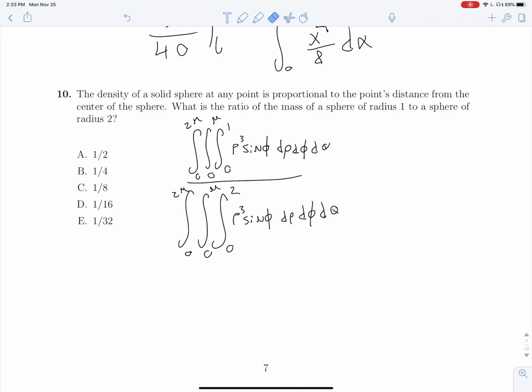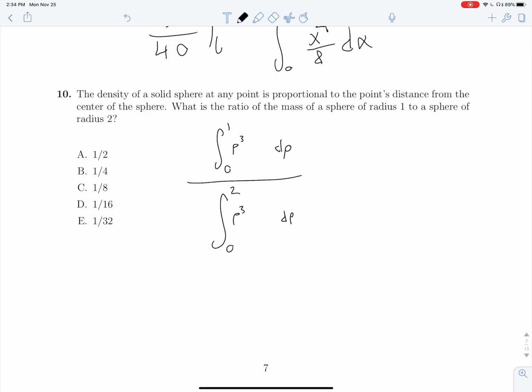Well, this theta integral doesn't matter at all. We're not dependent on theta, and they will just cancel each other out, so we can get rid of that. And also, whatever this sine ends up evaluating to doesn't matter at all, because it will get canceled out by the other one that is exactly the same. So all we are left with is these two integrals, and this is going to be rho to the fourth over 4 on 0 to 1, which works out to 1/4, and this guy is going to work out to rho to the fourth over 4 on 0 to 2, which is 16 over 4, which is 4, and 1/4 over 4 is 1/16, and we're done.